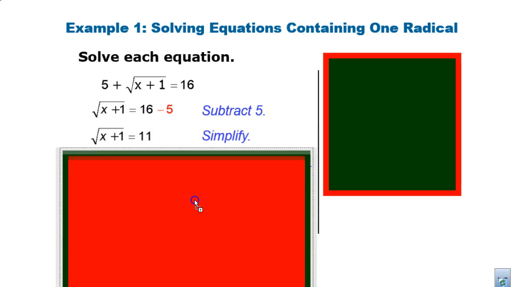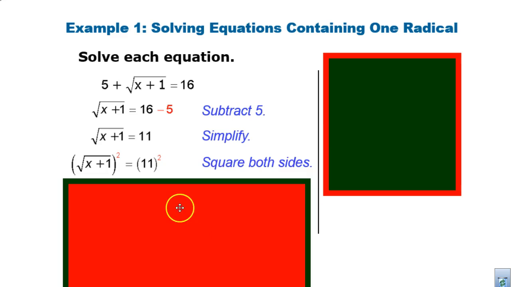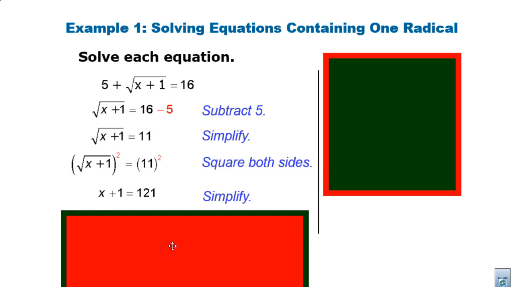In order to get rid of the square root, we're going to square both sides of the equal sign so that we can undo that square root, because the square root of something squared is just the thing under the radical. So now we have x plus 1 equals 11 squared, which is 121. Once you've squared both sides to get rid of the radical, you no longer have a square root. You can just solve how you are used to solving equations.